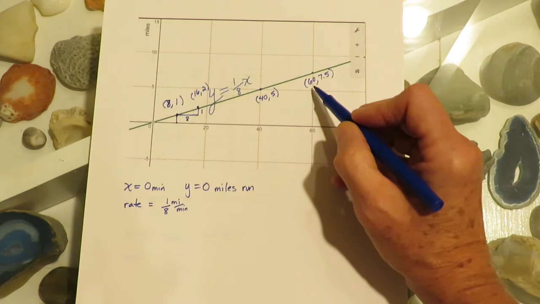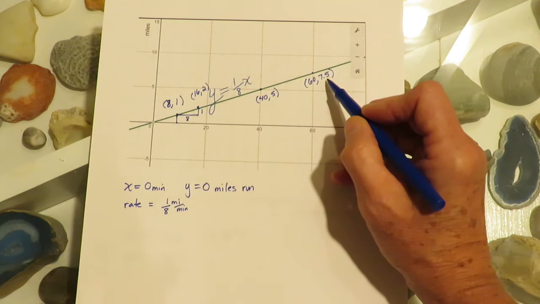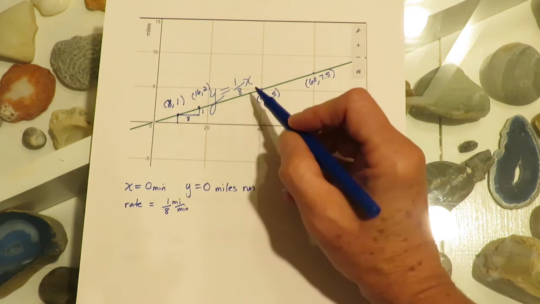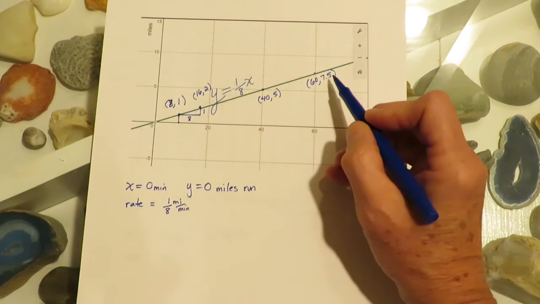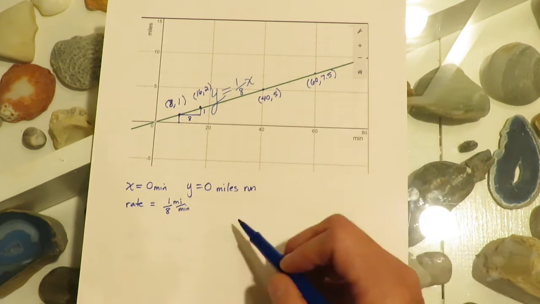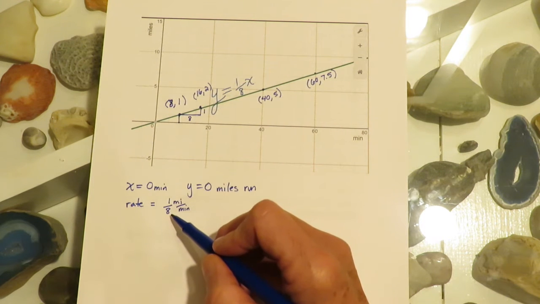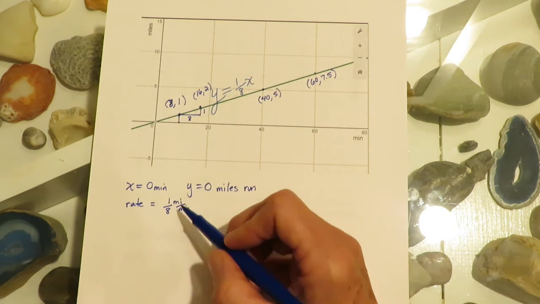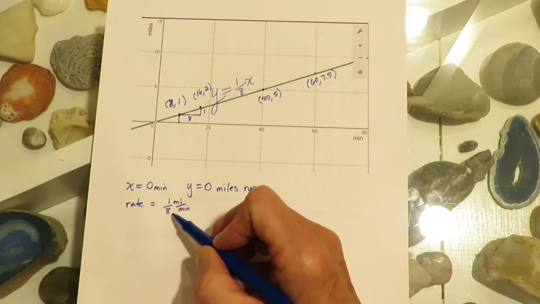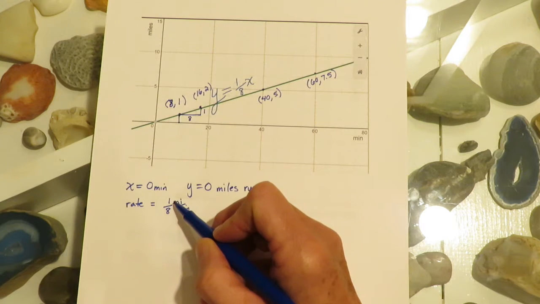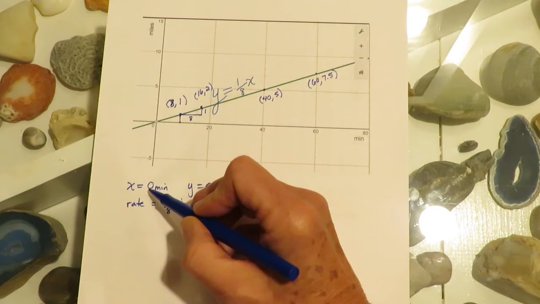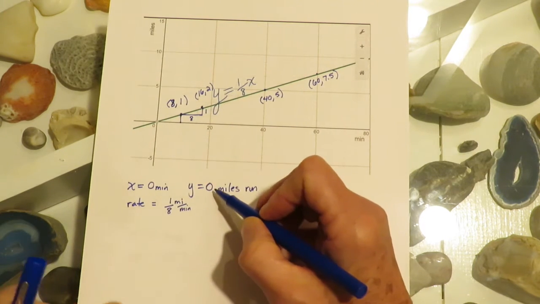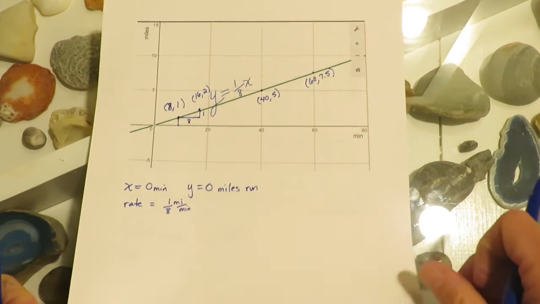If I've run a whole hour, then I've run 7.5 miles. So 7.5 would be 1/8 times 60. 1/8 times 60 gives me 7.5. So here my rate, or my slope, is 1/8, meaning every time I increase my input of minutes by 8 minutes, I increase my distance by 1 mile. And my y-intercept was 0 because when I start off, I've run 0 miles. So it goes right through the origin.